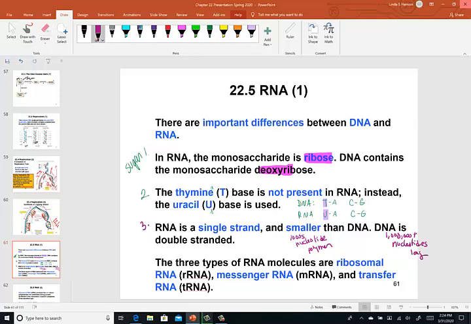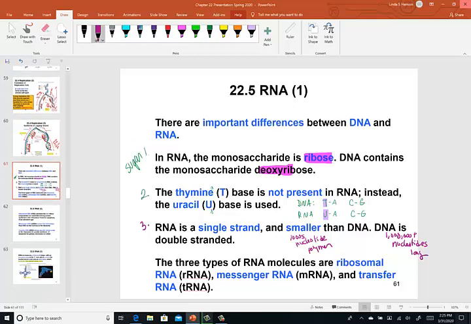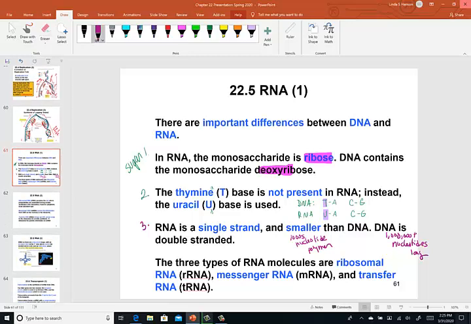The three types of RNA molecule are called ribosomal RNA, abbreviated as rRNA. There's messenger RNA, which abbreviates as mRNA. And the last of the three is called transfer RNA, abbreviated as tRNA. Each of these three types of RNA molecules plays a very key role in protein synthesis.